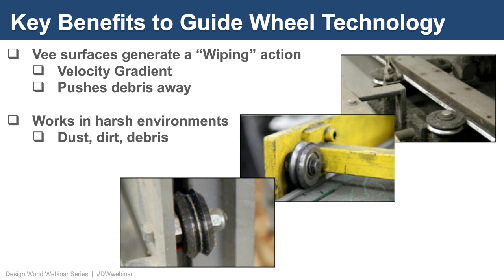This difference in peripheral speed can be called a velocity gradient. As the wheel rolls, it's constantly wiping from the peak of the V to the outside. Naturally, this works well in a clean environment, but the design is also an ideal solution for use in dirty environments where the self-cleaning wiping action is of the most benefit.